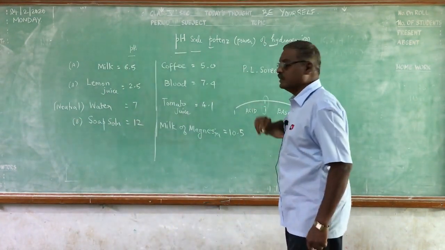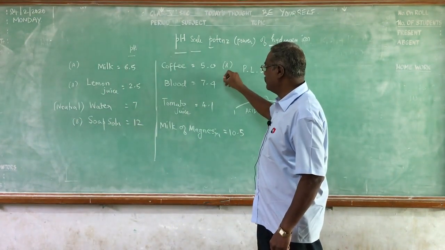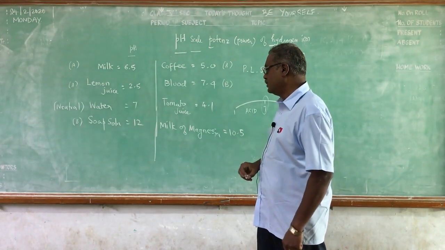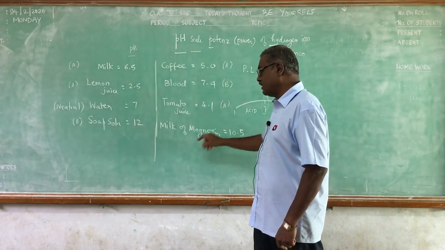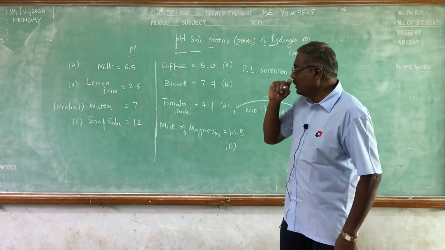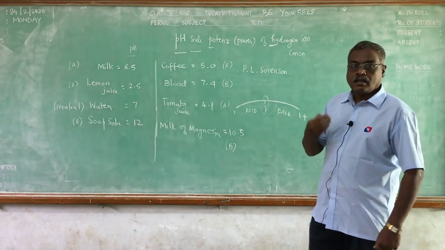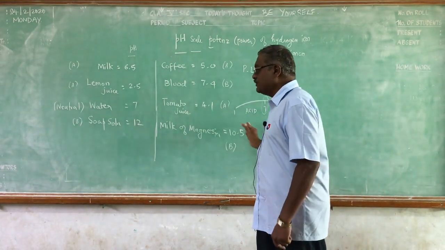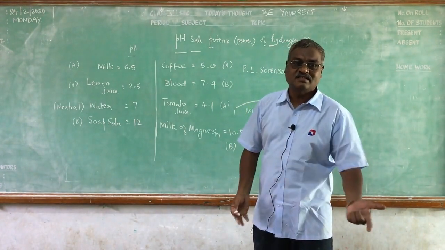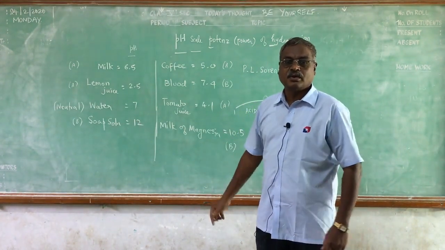And coffee is acidic, blood 7.4 is alkaline or basic. Tomato juice is acidic, and milk of magnesia 10.5 is basic. So, from these values, if you know the pH value, easily we can say which is acid, which is base and which is neutral.